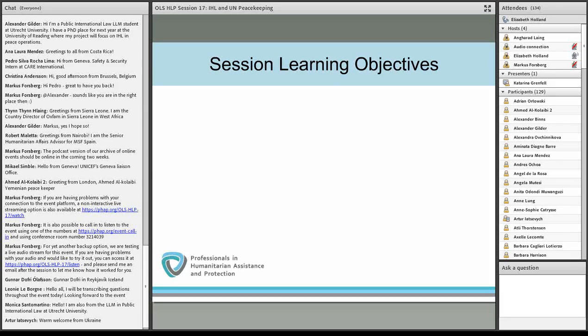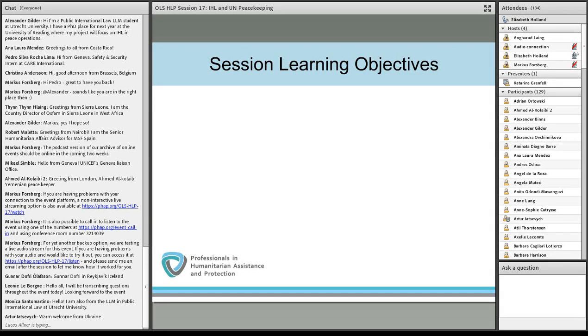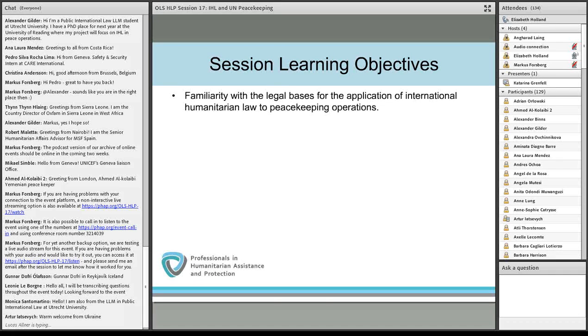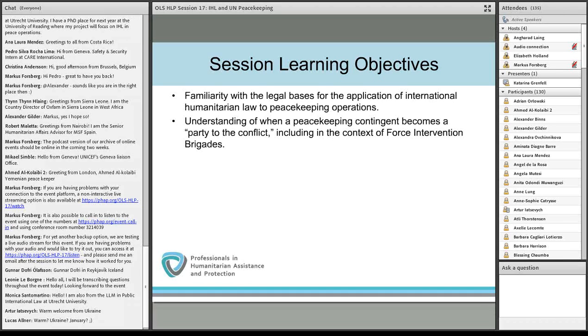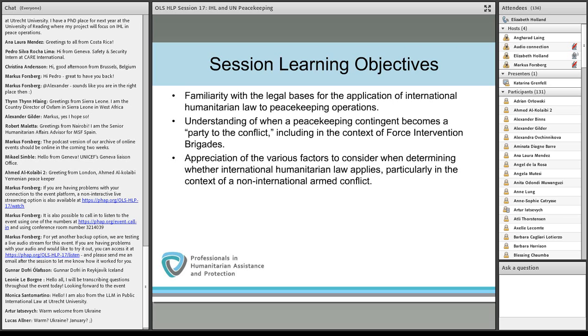So today we're going to start with examining how and under what circumstances IHL applies to UN peacekeeping operations. And to that end, we have a number of learning objectives for today. To begin, we hope that participants will gain a familiarity with the legal bases for the application of IHL to peacekeeping operations, that there will be an increased understanding of when a peacekeeping contingent becomes a party to the conflict, including in the context of force intervention brigades.